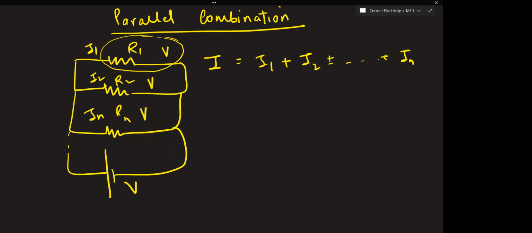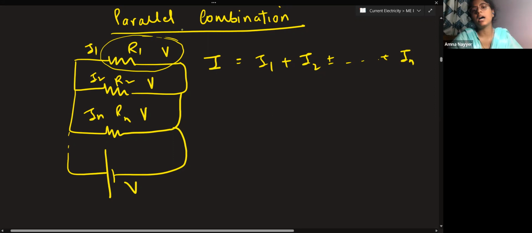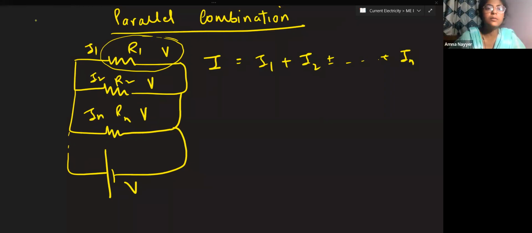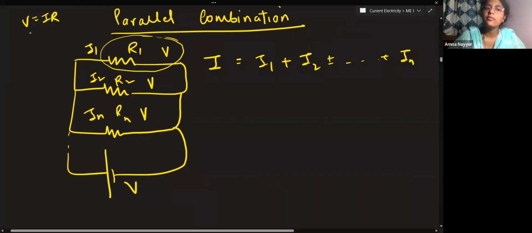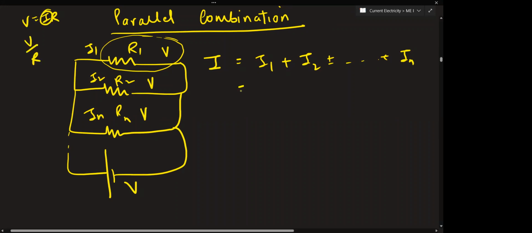V into R1. V divided by R1. Correct answer. See, V is equal to IR, no? From here, I will be what? V divided by R. Got it, Amin? Yes, ma'am. So this becomes what?